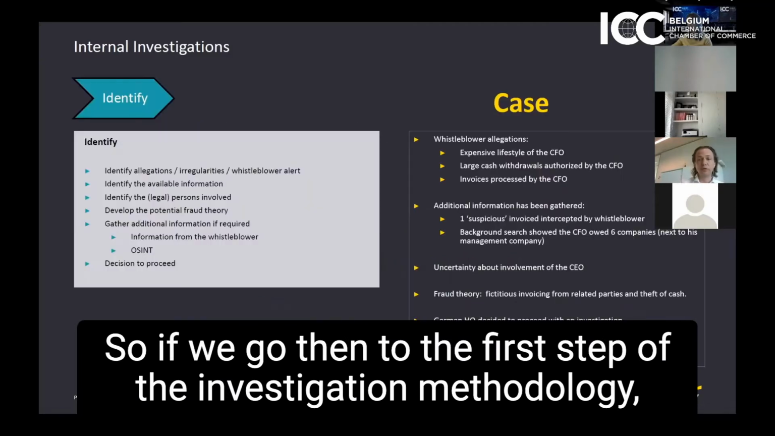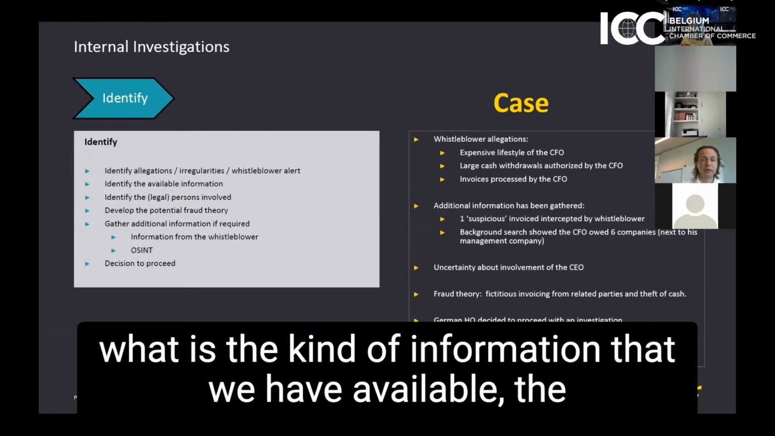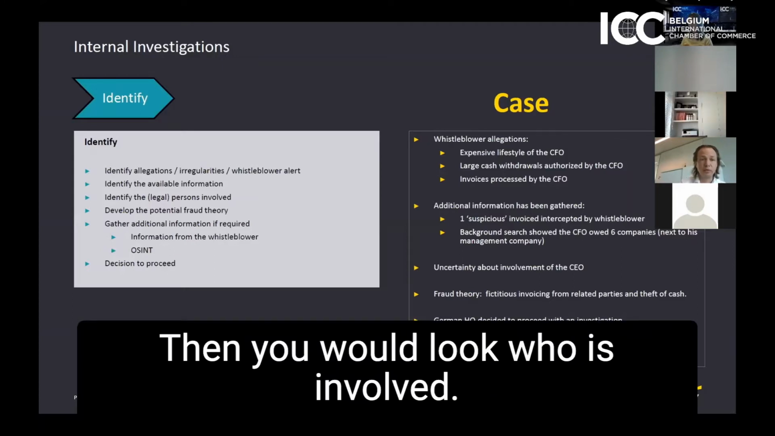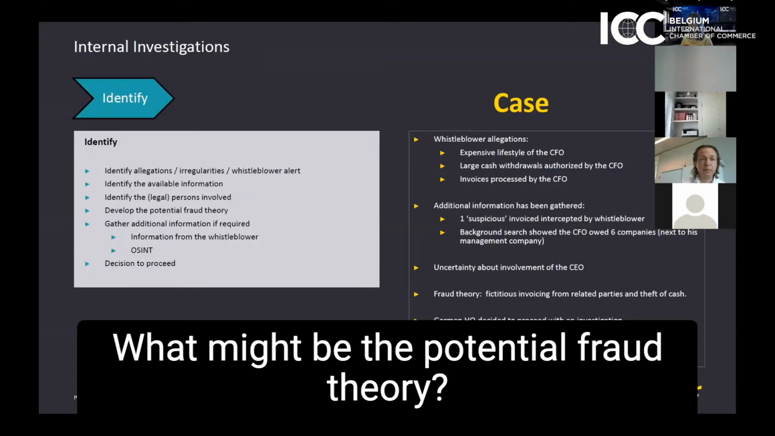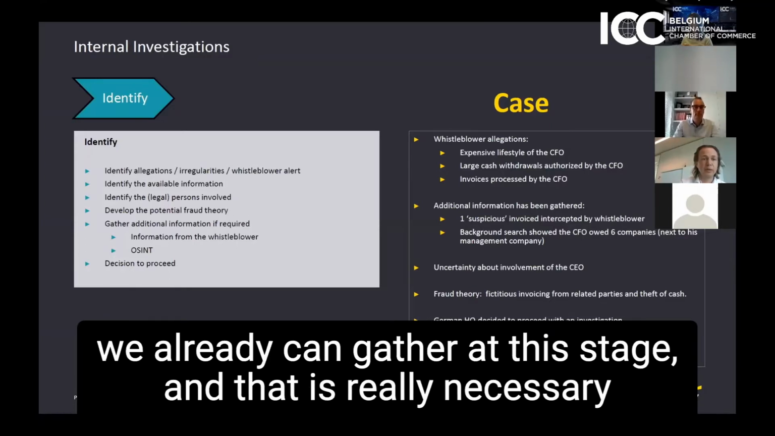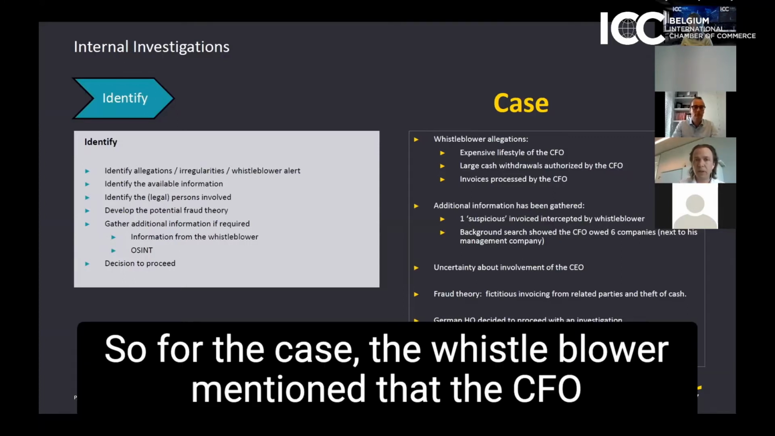So if we go then to the first step of the investigation methodology, that's actually the identify phase, where we would look at what is the kind of information that we have available: the allegation, the suspicions, the currently available documents. Then you would look at who is involved, what might be the potential fraud theory. Is there anything else from an information point of view that we already can gather at this stage? And that is really necessary for us to decide whether or not we want to proceed with an investigation.